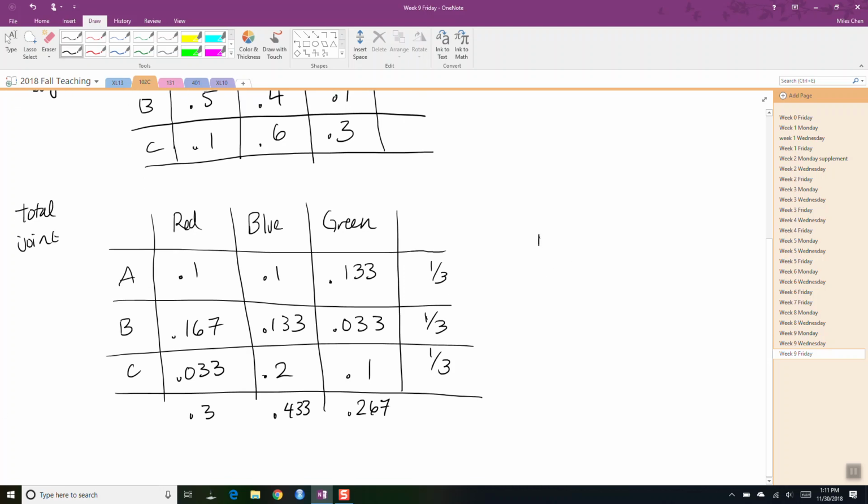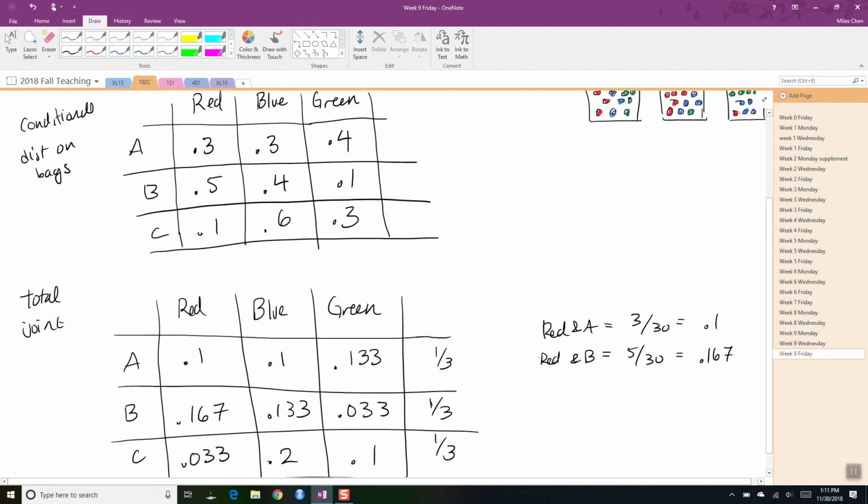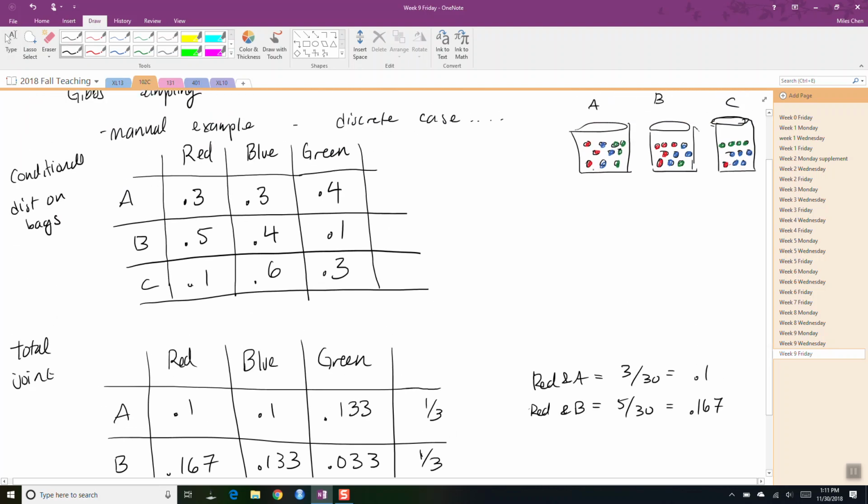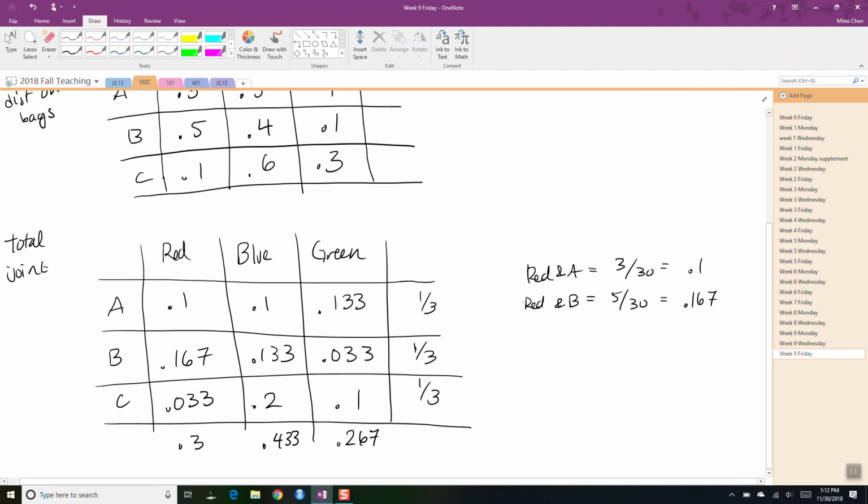So like red and A is equal to 3 out of 30 marbles, to be 0.1, and then like red and B is equal to 5 out of 30 marbles, so that we have 0.167. That's how I'm getting these numbers, because if we just look at the joint distribution of everything, this is what we have.